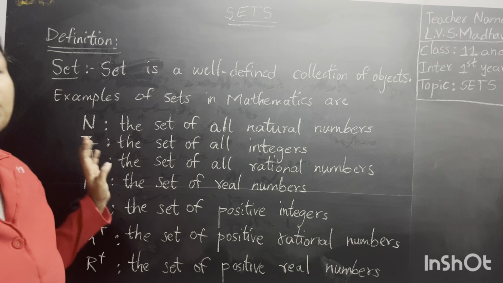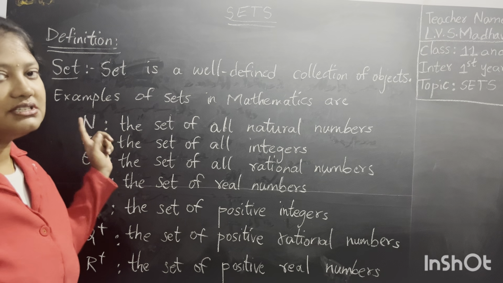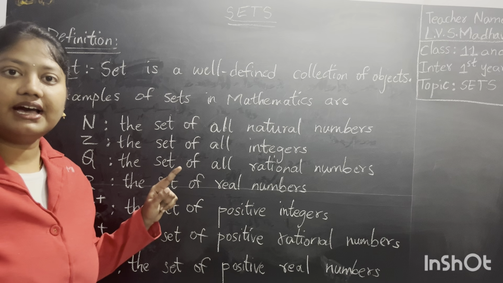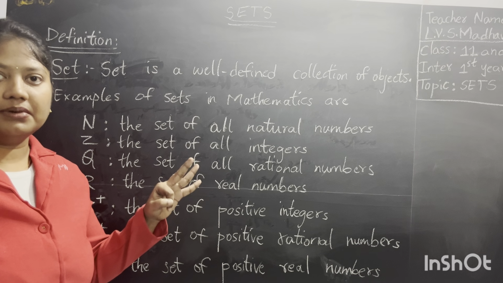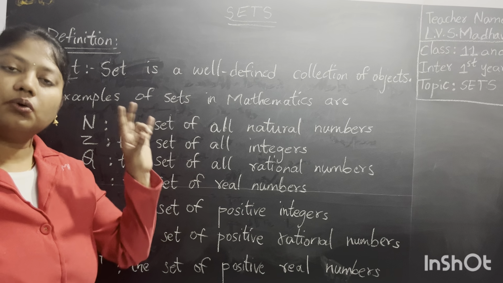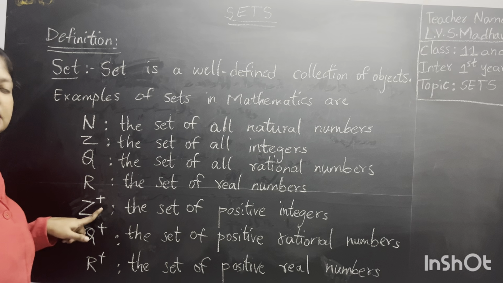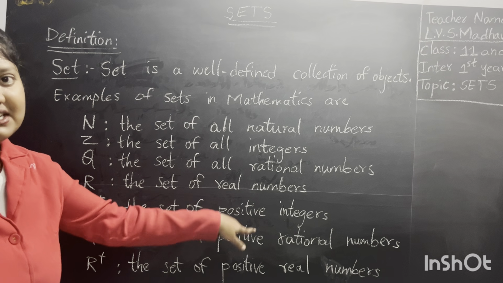For example, if you want only the positive numbers in these, so here natural numbers means they are always positive. Next, in integers, what are the numbers we have? We will have positive numbers, 0 and negative numbers. In that, if we want to represent only the positive numbers, then we will write Z plus. So Z plus indicates the set of positive integers.